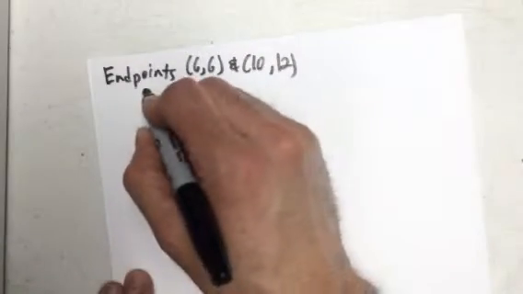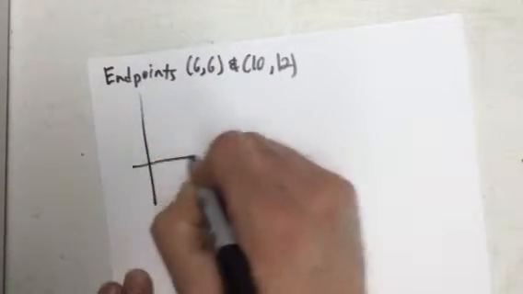This is 10-3 Study Guide, page 1, exercise number 4. This time they give you the endpoints of the diameter of a circle and ask us to find the equation. So we need to find the center of that circle and find the radius. So our first step is going to be to graph this.